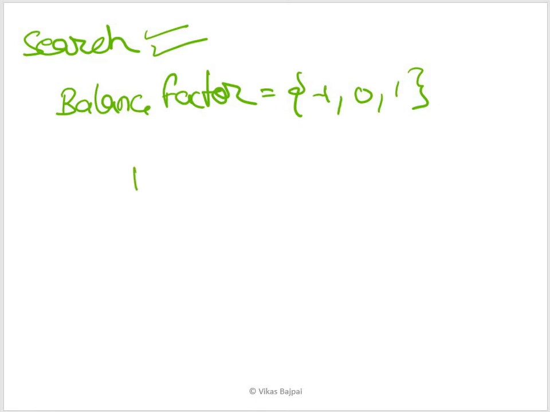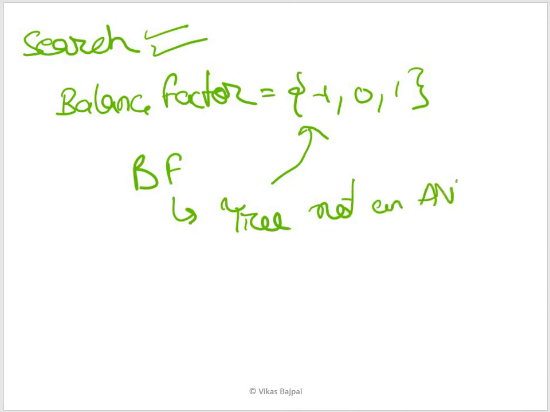And suppose my balance factor comes out to be something outside this particular set. In that case, I'll declare that the tree is not an AVL tree, right? So this is one extra property of my tree, and that's why we call it an AVL tree or a height balanced tree.